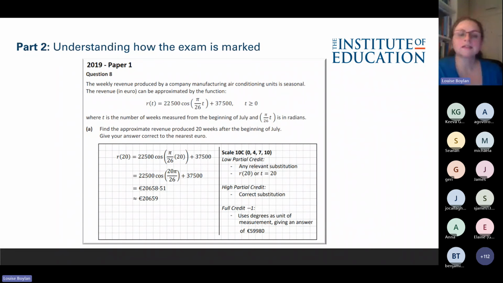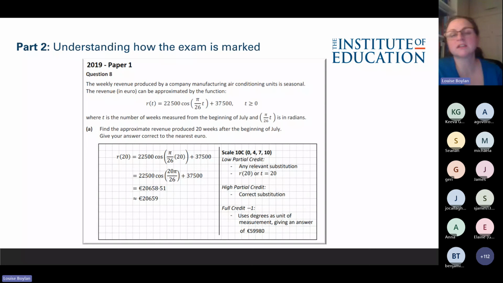The second thing is, if you don't put your answer in the correct form, that's an automatic minus one. It won't be written at every single marking scheme part. It's like a blanket instruction that the examiners are given across the whole marking scheme. So what I mean by the correct form is, if the question says, this one says, give your answer correct to the nearest euro. So if you didn't round to the 20,659, that's an automatic minus one. Okay. If you leave off the units, that's an automatic minus one. And the units, remember, could even be the little degree symbol sometimes. It's not always just centimetres or centimetres squared, right? So watch out for that.